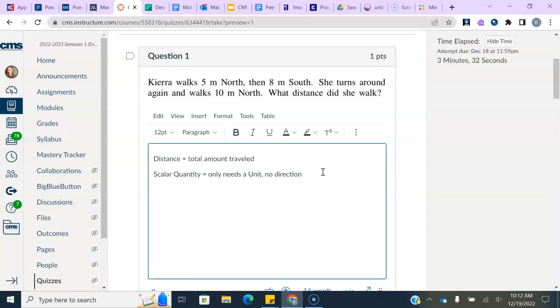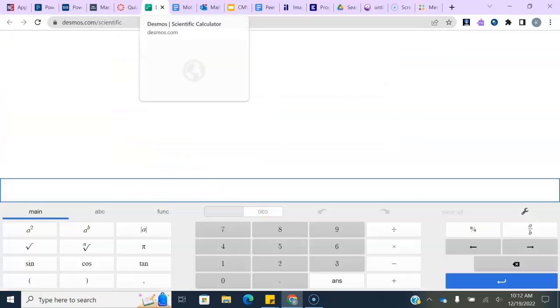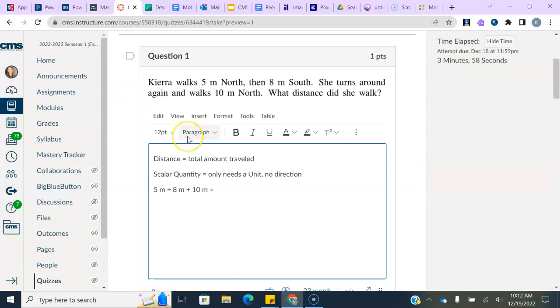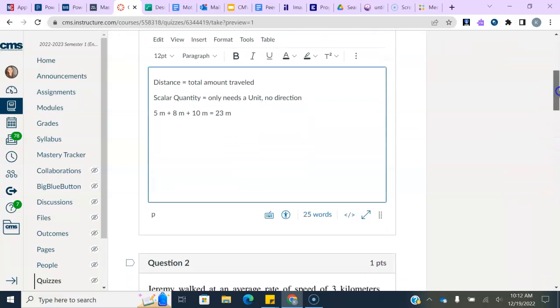In this problem, we're told that she goes 5 meters north. Then we add 8 meters because she travels 8 meters south, and then she goes 10 meters. So 10 plus 8 plus 5, if we type that into our calculator, gives us 23. So the answer here is 23 meters. She walks 23 meters total. If it's distance, you just add it all together.